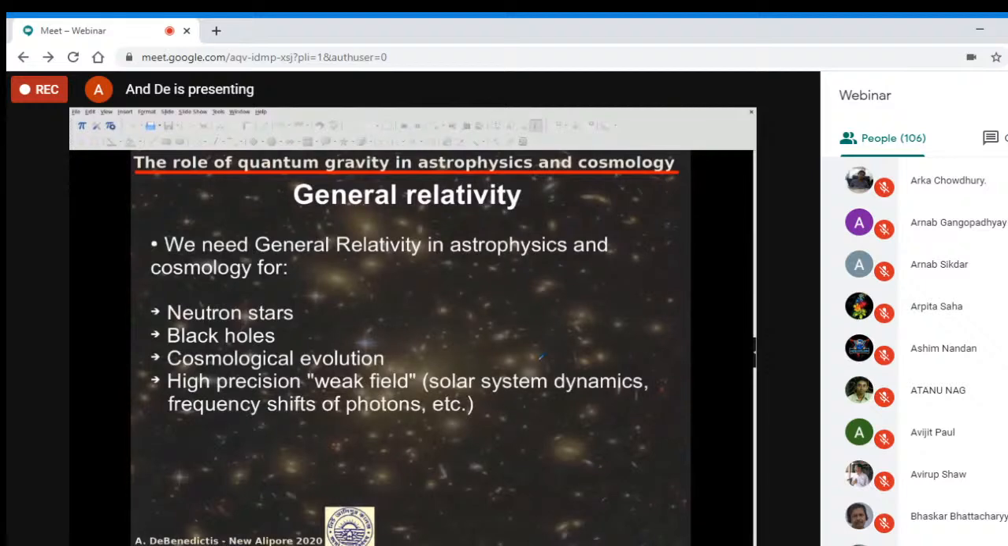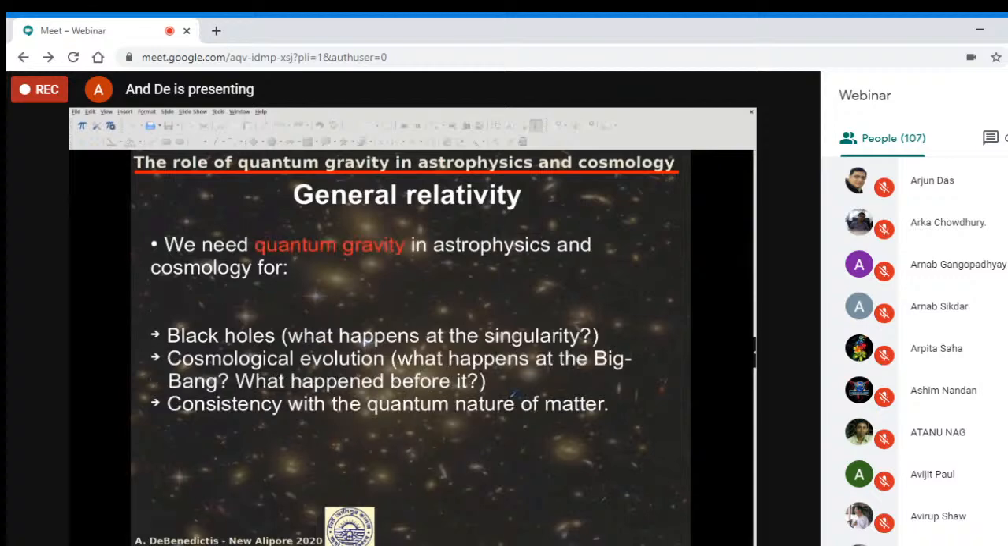All right. So the summary here of why we want to talk about general relativity is that we need general relativity in astrophysics and cosmology for neutron stars, black holes, cosmological evolution, at least to some extent. And if you are interested in high precision experiments, such as the precession of Mercury, or of course your GPS, or the frequency shift of photons, then even in the weak field regime, you're going to have to invoke general relativity, even if just at a perturbative level. It depends on the precision that you are after, as we discussed earlier.